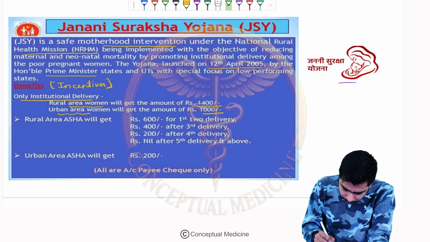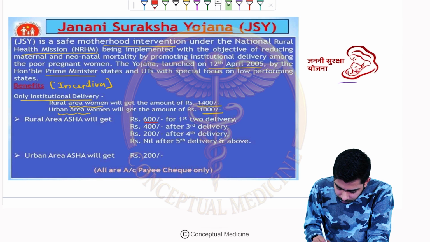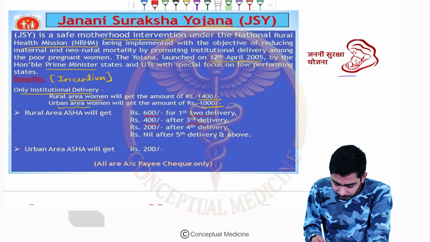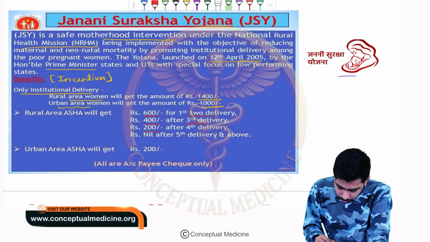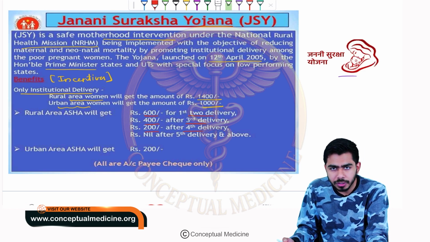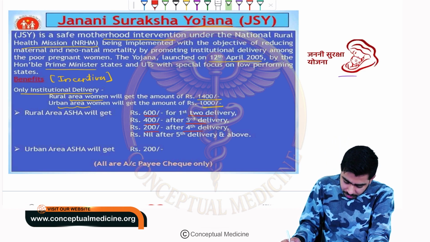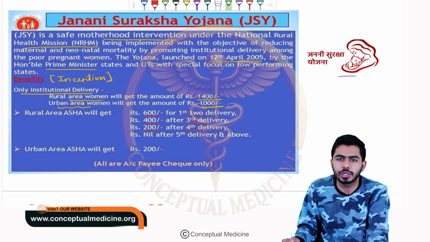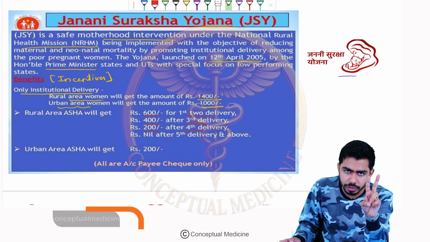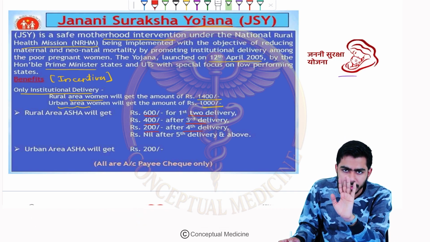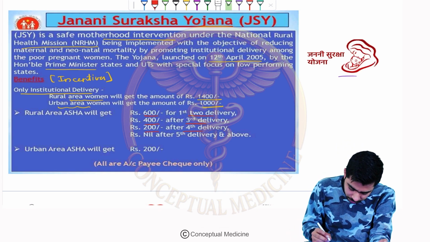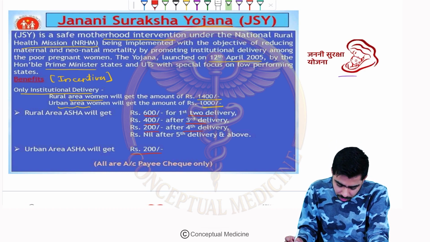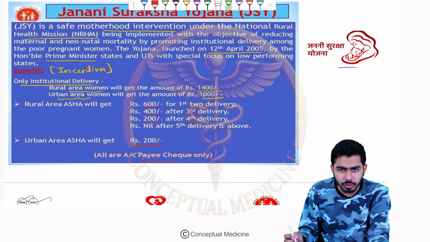Okay. So we see here, 600 rupees for the first 2 deliveries, this the ASHA worker shall be getting. Then 400 per delivery after the 3rd delivery, right? 200 rupees after the 4th delivery, and obviously for the 5th delivery they will not be getting anything, right? So how many children is the government actually expecting from one family? Only 2, not more than 2, right? Maximum 2 children are expected. Urban area ASHA will be getting 200 rupees for that. So comparatively, the rural ASHA will be getting the higher amount, right? All are account payee cheques only. No cash over here.